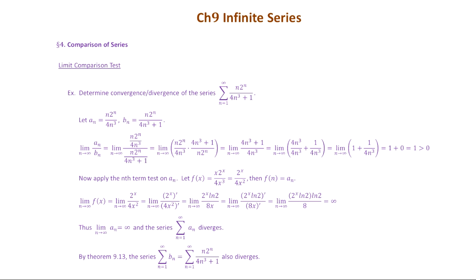So now we know a_n diverges, then because a_n and b_n have the same order of convergence, the limit of the ratio of the terms is greater than 0, then a_n and b_n have the same properties of convergence and divergence. And that means b_n also diverges.